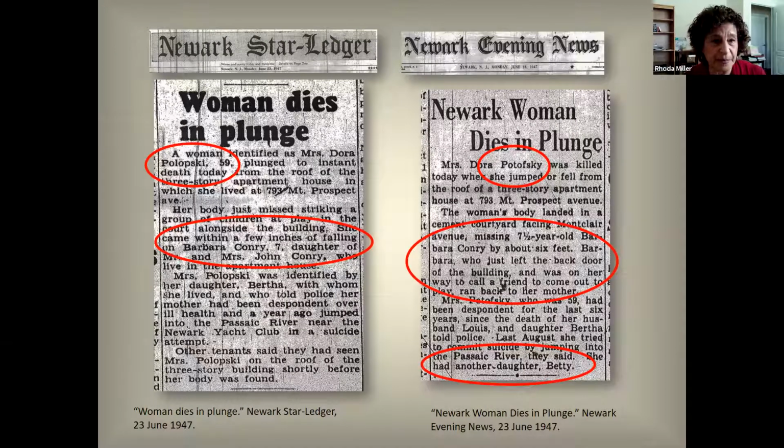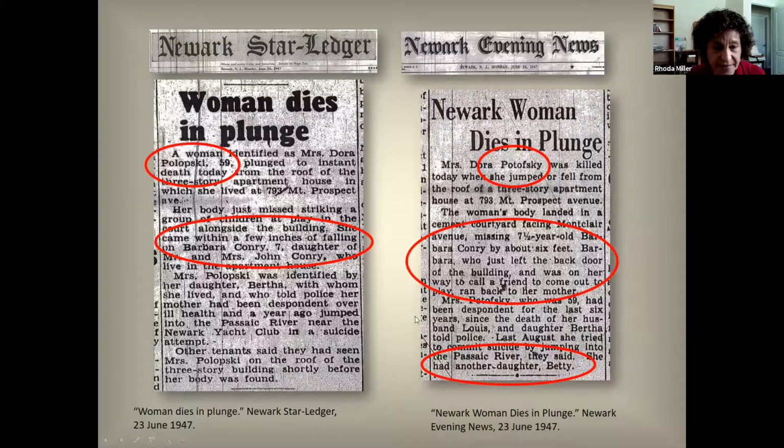Okay. So the one newspaper here has her name as Potofsky, totally incorrect. Here it has the correct Potofsky. Here it says she just missed striking children at play, and she came within a few inches of falling on Barbara Conroy, age 7. Within a few inches. So that would mean she fell literally in front of this child. Here it says she missed a 7.5-year-old by about 6 feet. Well, it would still be pretty traumatic for a 7-year-old, but 6 feet is different than a few inches.